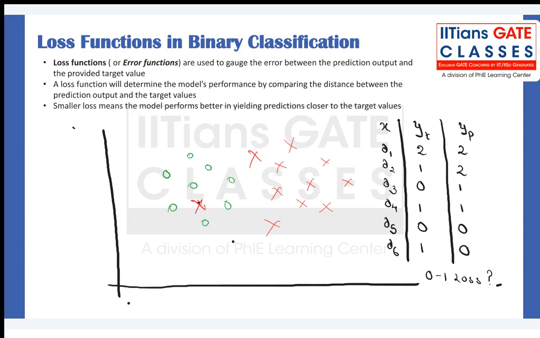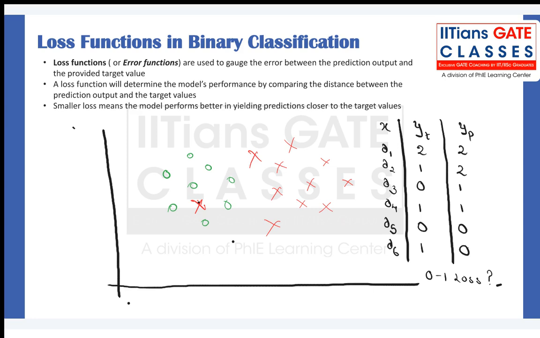Come on, it should be very simple. Won't even take 30 seconds to be honest. So what is a 0-1 loss? If there are three mispredictions, three only, right? So 0-1 loss denotes how many mispredictions you have.